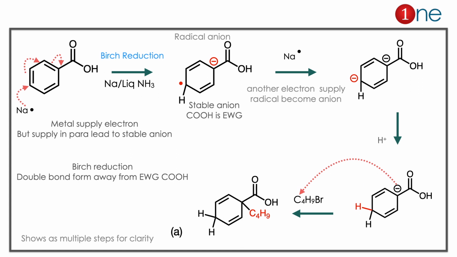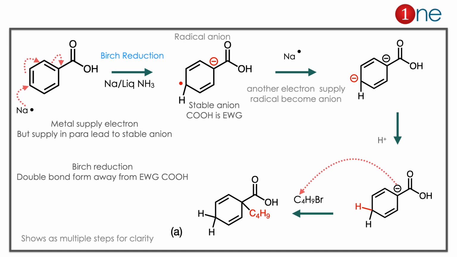It forms a stable anion near the carboxylic acid. The anion is stable because it is near the carboxylic group, which is an electron withdrawing group. Next step, sodium supplies another electron, and the anion is formed. Then you are using H plus there. The H plus quenches the anion, so the carbon is reduced. Then you have the anion, you are using alkyl bromide. So the anion attacks the alkyl bromide, and you have a new C-C bond with the alkyl group attached on the carboxylic acid carbon.